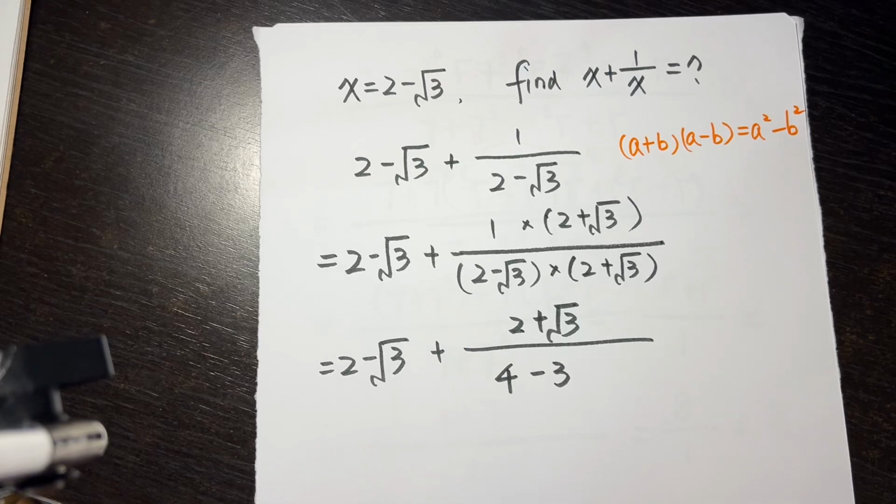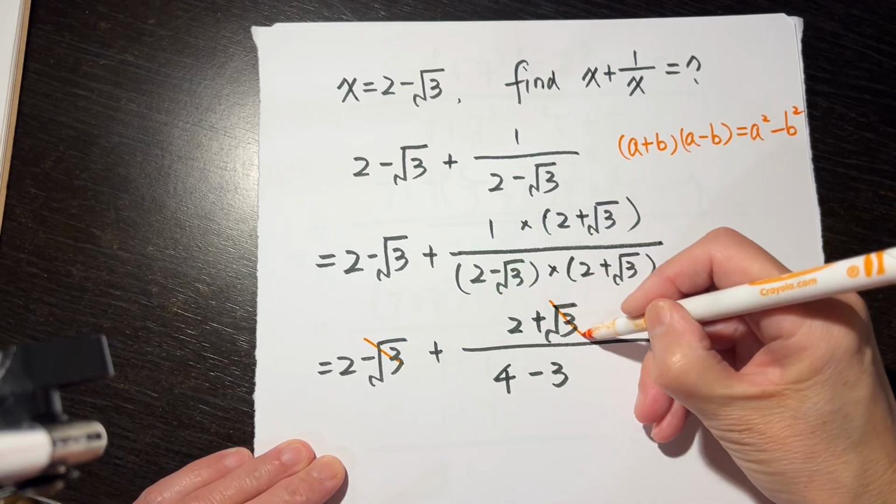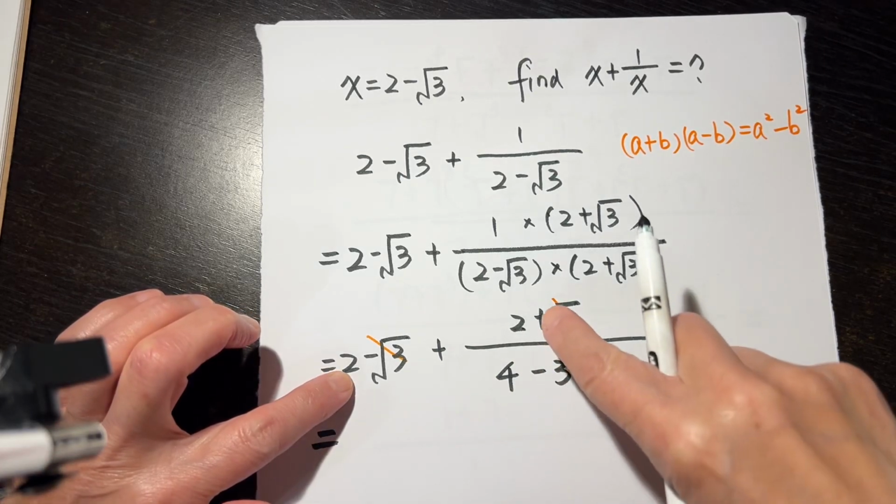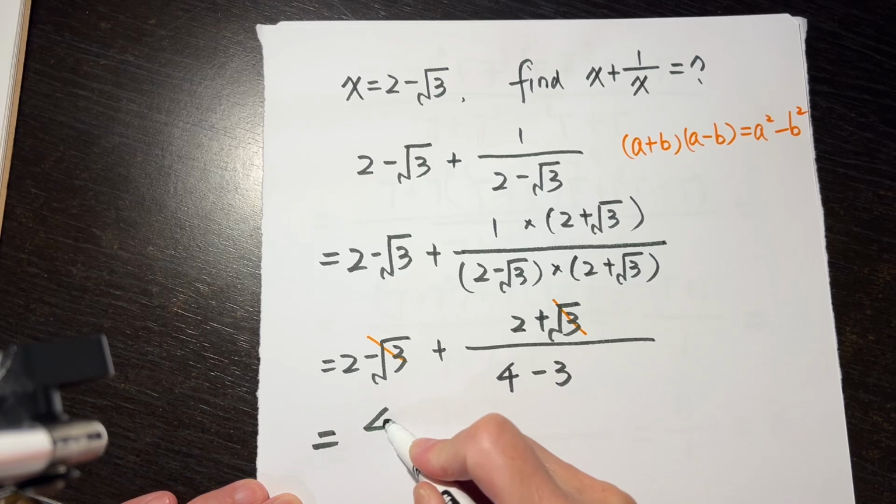So we can cross cancel. This is a cancel culture again. Equal to 2 plus 2, 4.